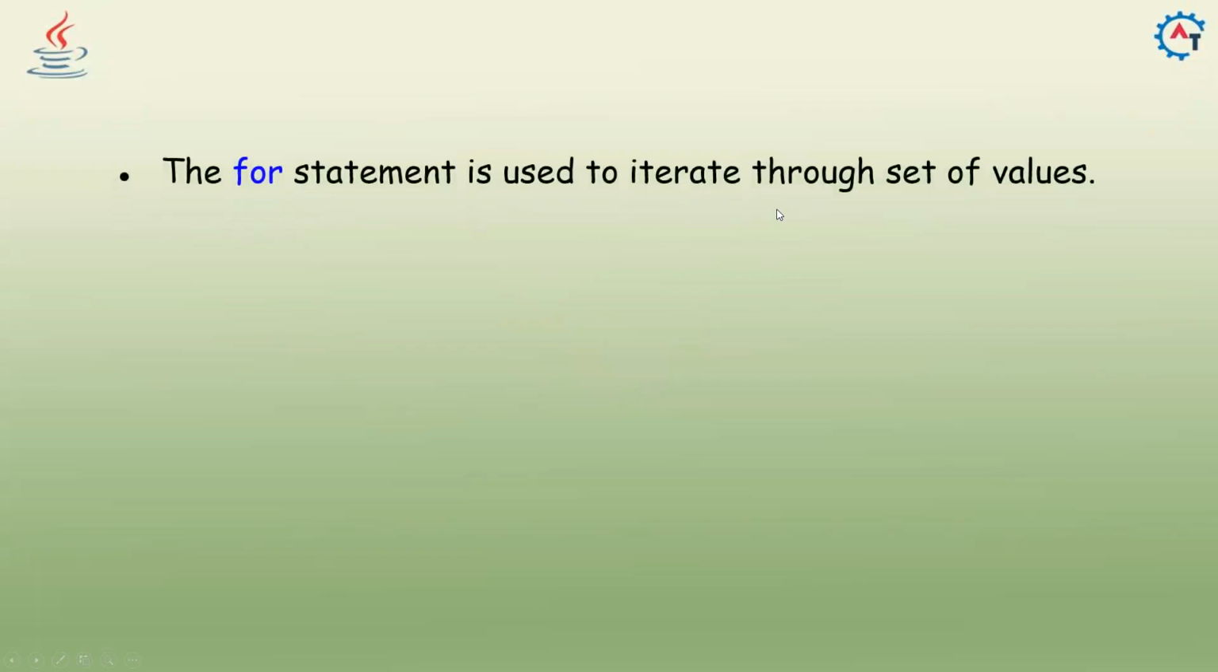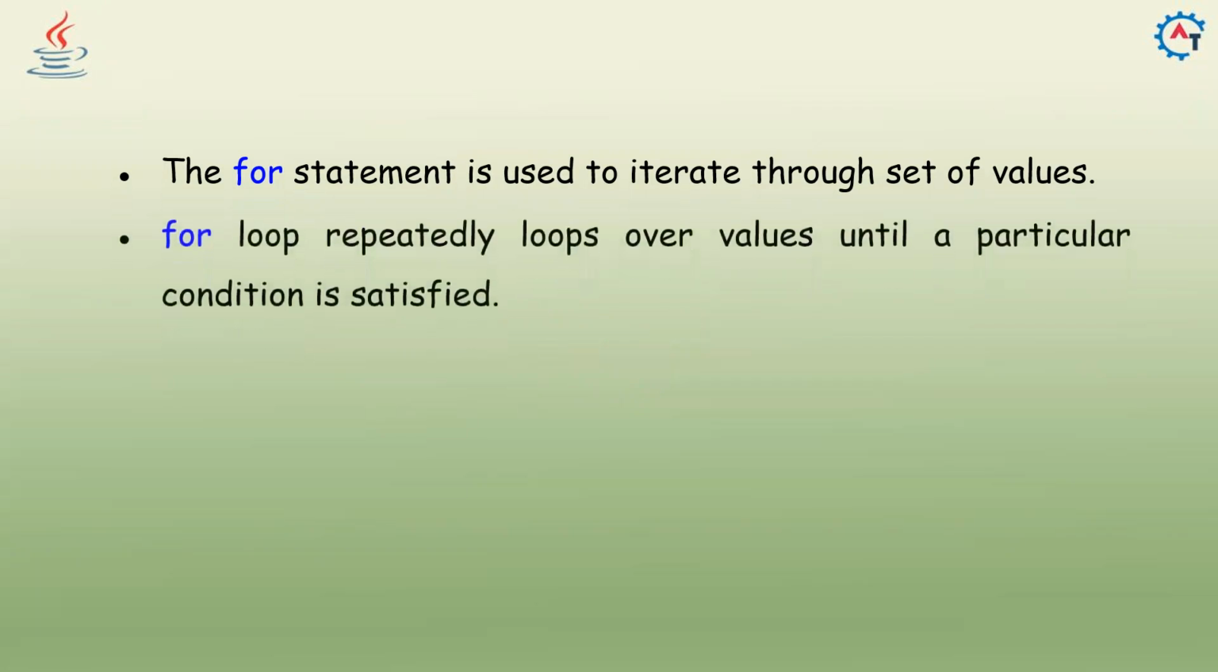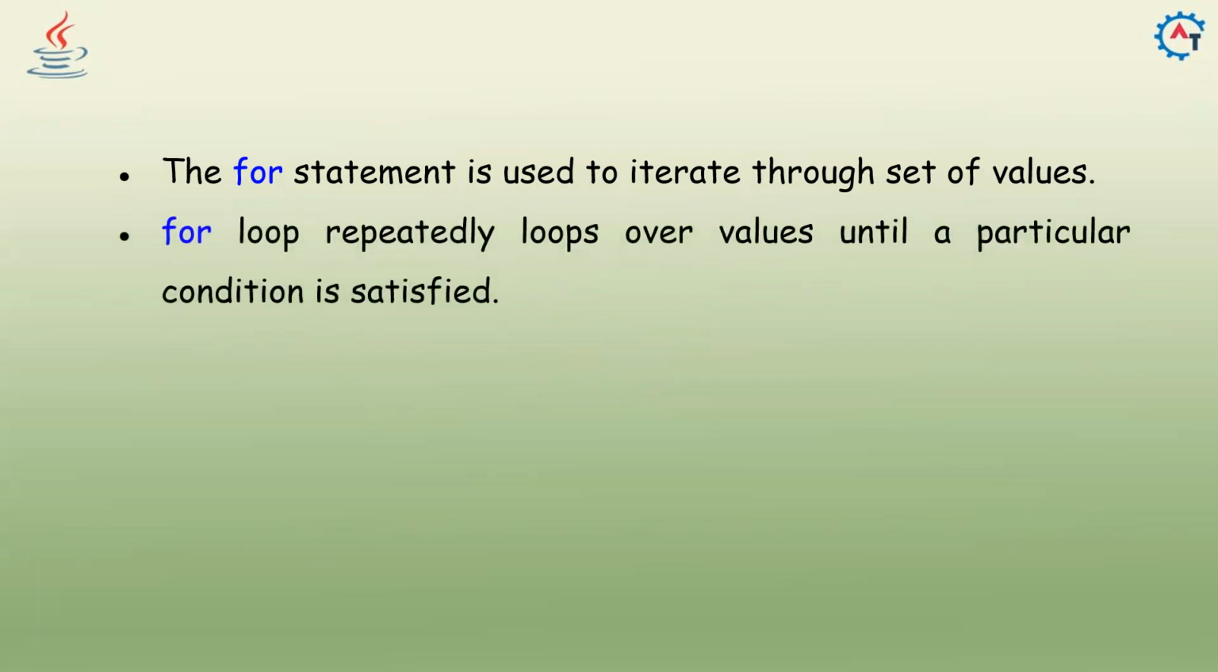Hi, in this video, we will see the for loop in Java. The for statement is used to iterate through a set of values. The way you iterate in while and do while, the same way the for loop works. The purpose of these loops is to execute a block of code multiple times. A for loop repeatedly loops over values until a particular condition is satisfied.